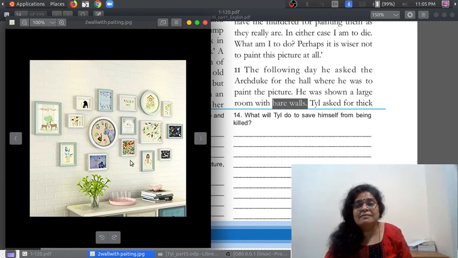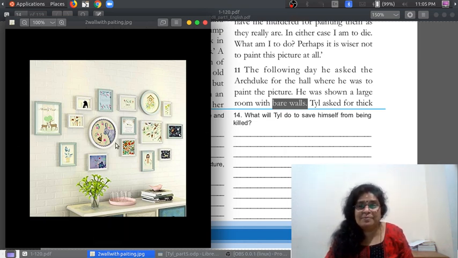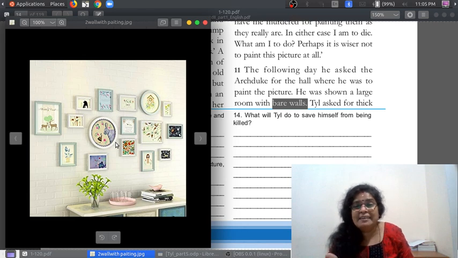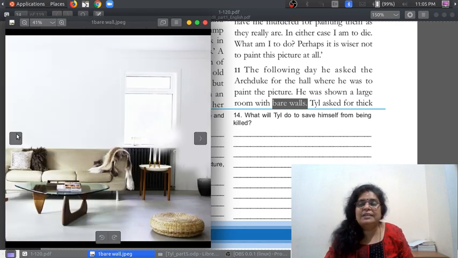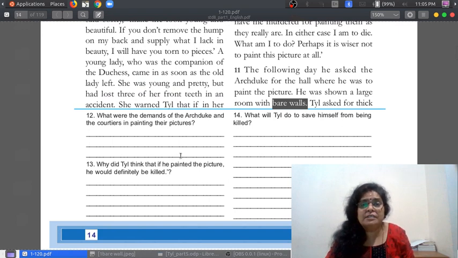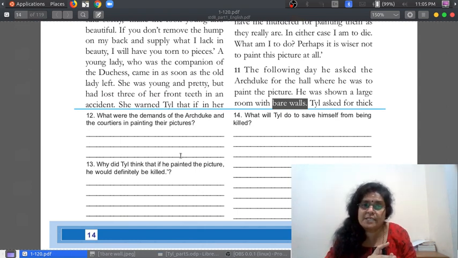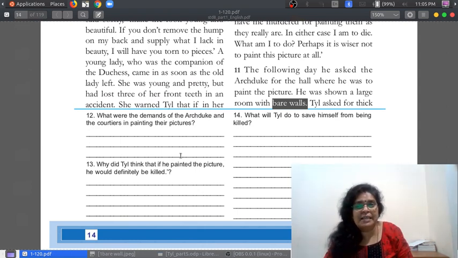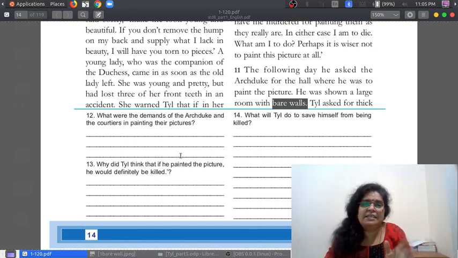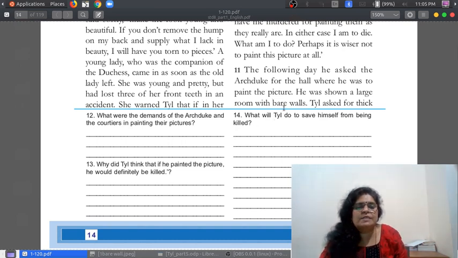Now I will show you another wall. Look at this wall. Is it a bare wall? No, there are so many things on the wall, the paintings, aren't there? So it's not a bare wall. And have you heard of barefoot? A foot without a chappal, shoes or socks. Nagna pada. Okay, so bare means without anything covering, that is, bare walls.